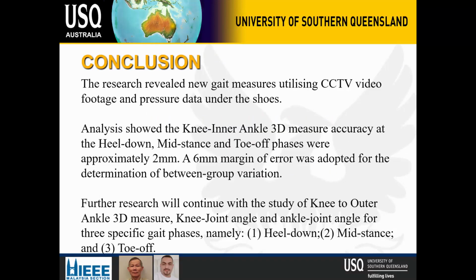In conclusion, the research revealed a new gait measure utilizing CCTV video footage and pressure data under the shoes. Analysis showed the knee to inner ankle 3D measure accuracy at the heel down, mid stance, and toe off phases was approximately 2 millimeters. A 6 millimeter margin of error was adopted for the determination of between group variation. Further research will continue with the study of the knee to outer ankle 3D measure, knee joint angle and ankle joint angle for three specific gait phases, namely 1, heel down, 2, mid stance, and 3, toe off.